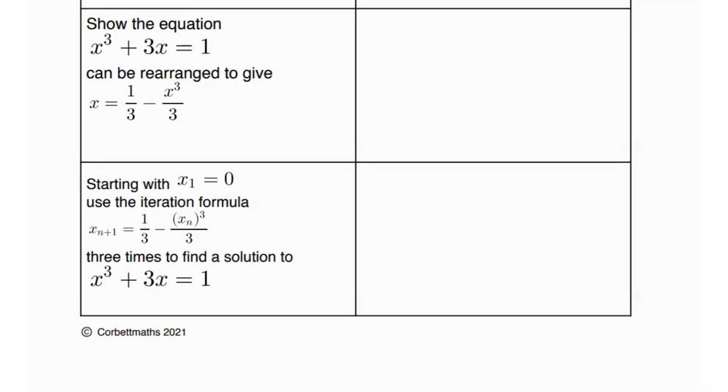Now, as I said, the next part would ask you to rearrange it to make another equation. So we have x cubed plus 3x equals 1. And they want us to rewrite this as x equals 1 over 3 minus x cubed over 3. So I'm going to move x cubed to the other side first. So 3x equals 1 minus x cubed. Now I'm going to divide both the terms by 3. And that is your equation.